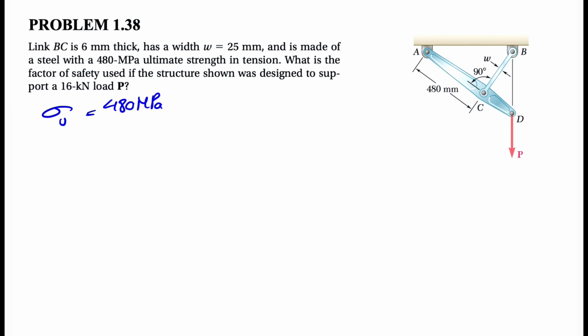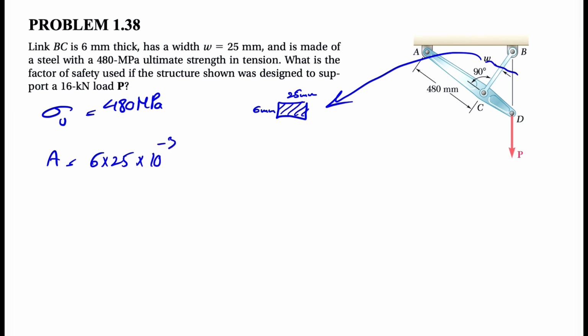That's our first given. Also, since we have the dimensions of link BC, if we section it here, we're going to see a rectangle where one side is 6 mm and the other side is 25 mm, so we can find the area pretty easily. That's the section we do here. The area is 6 times 25, and since each is in millimeters, we have 10 to the minus 3 times 10 to the minus 3 in order to get it in meters squared.